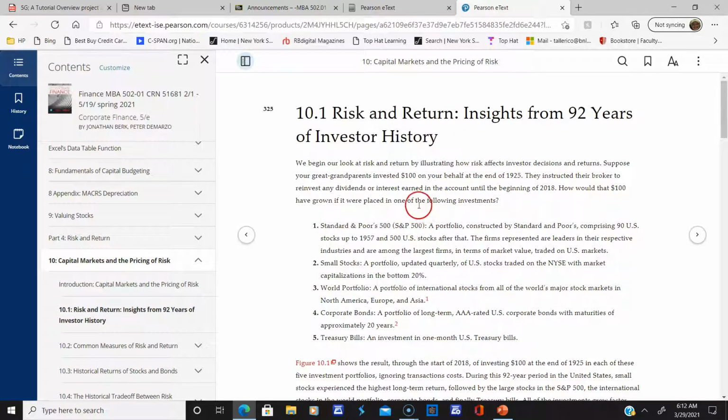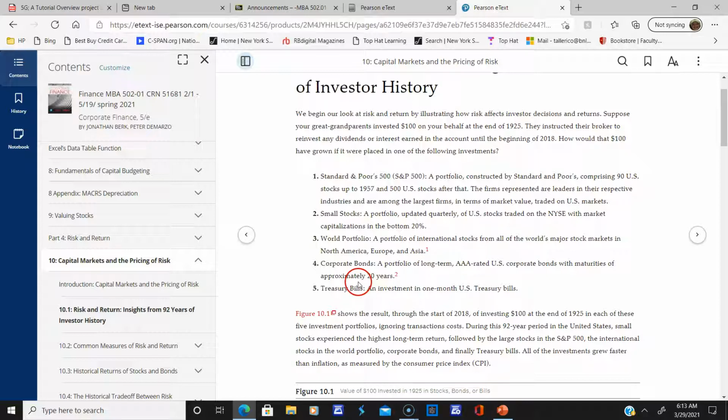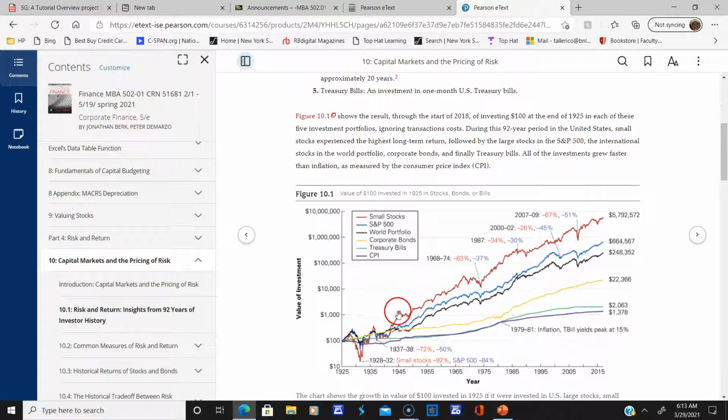So we look at the history of risk, and we go back 92 years. And Standard & Poor's is a portfolio constructed; it says 90 U.S. stocks up to 1957, and then they added 500 after that, all right? And there's small stocks, okay? And there's a world portfolio, and there's corporate bonds, and treasury bills, which really are default risk-free, right? Because they're not going to default. So anyway, we look at these graphs here, okay?